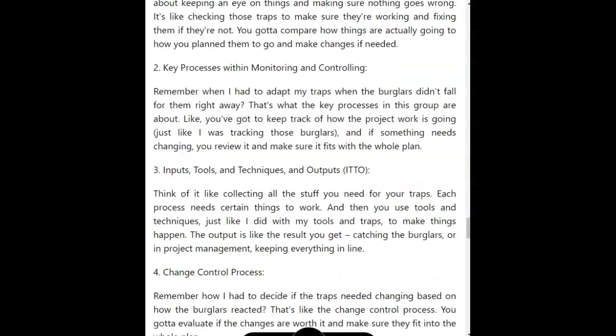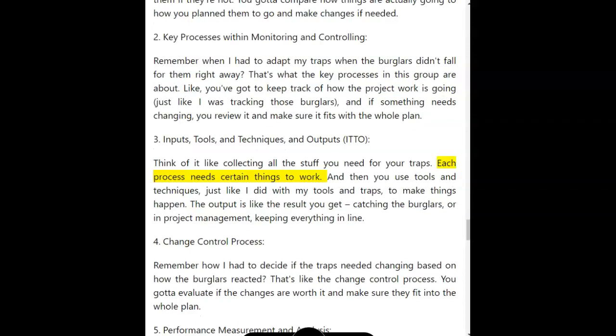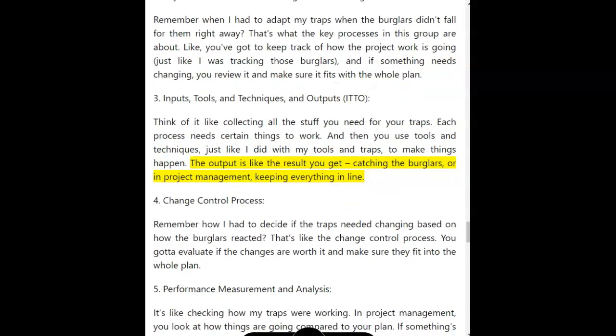3. Inputs, tools, and techniques, and outputs, ITTO. Think of it like collecting all the stuff you need for your traps. Each process needs certain things to work. And then you use tools and techniques, just like I did with my tools and traps, to make things happen. The output is like the result you get, catching the burglars, or in project management, keeping everything in line.